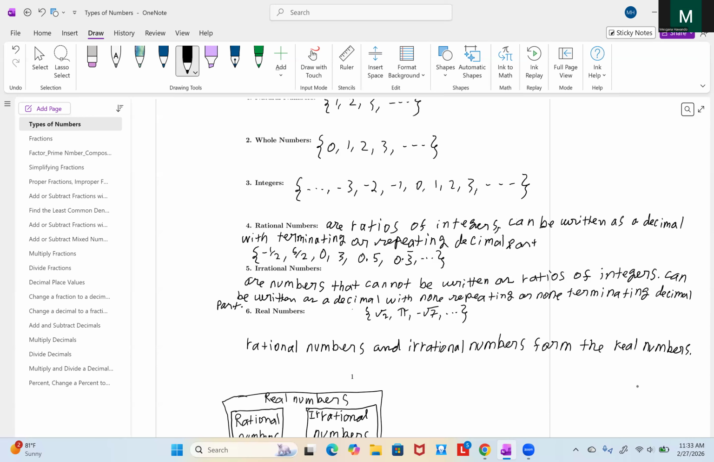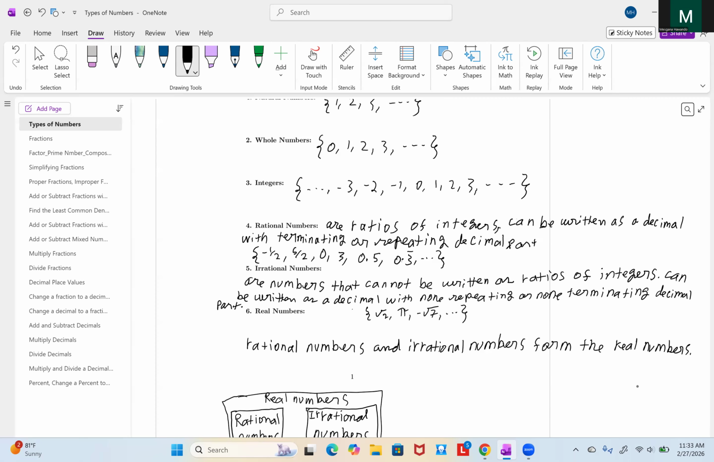And 5/2. That's another example of a rational number. The number 0 is also a rational number. It has a denominator of 1. When the denominator is 1, it's not written, but it is there. Therefore, it is a rational number. The number 3 is a rational number.